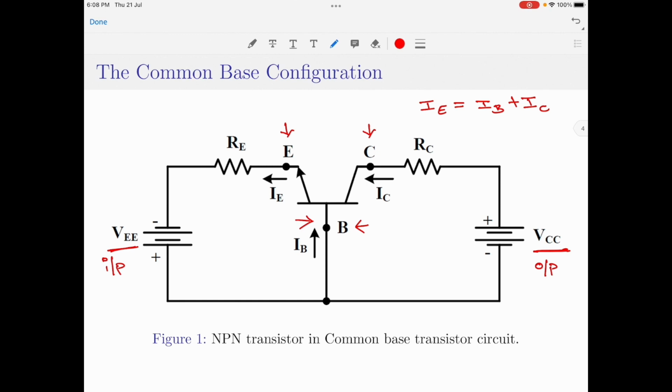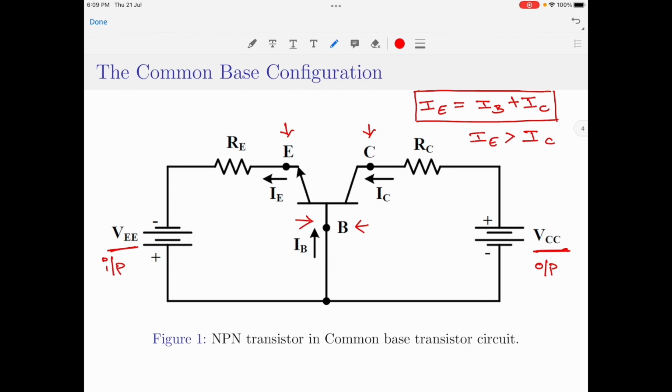If you look at the equation written here, which is IE equal to IB plus IC, you will understand that the emitter current is greater than the collector current. That is, IE is greater than IC. Therefore, in common base configuration technique, the output current IC is less than the input current. Because of this, we can now say that the common base configuration does not have a current gain and the current gain is less than or equal to 1.